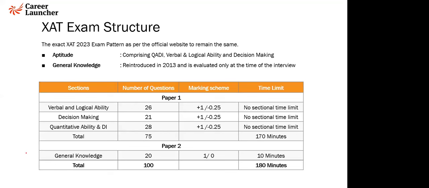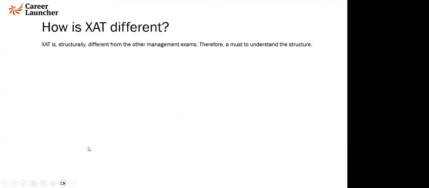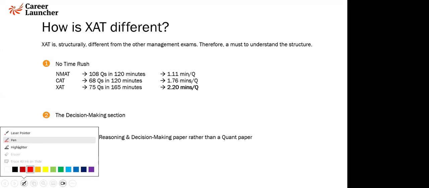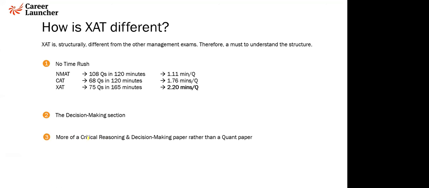Okay, so I'm skipping the question now, and then we will go to the topic and start looking at the funda now. I think I've covered this earlier also, so I'm not really worried about this part, except the last thing I'm again highlighting. It is more of a critical reasoning and decision-making paper than a quant paper. CAT is essentially a quant DILR paper, number-based. This is the reverse.